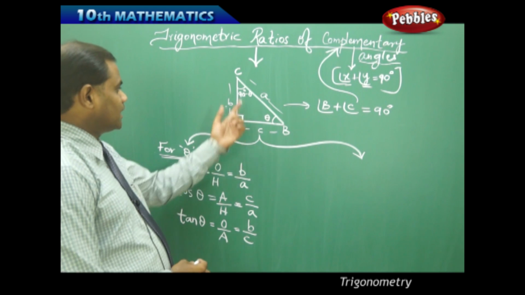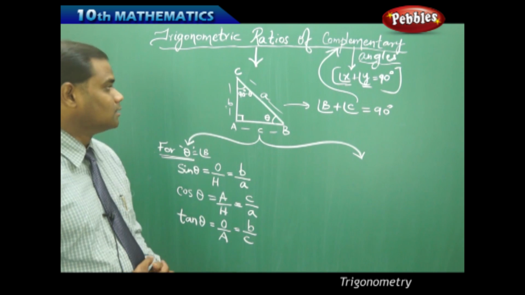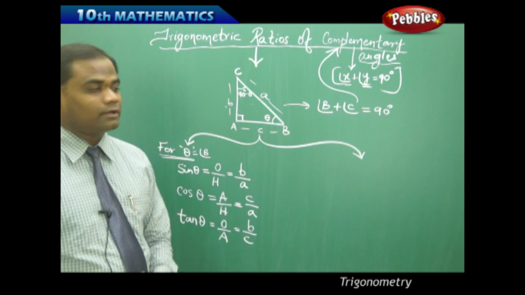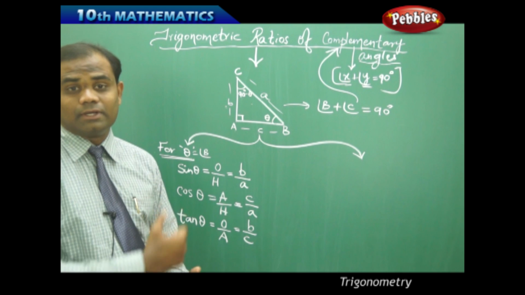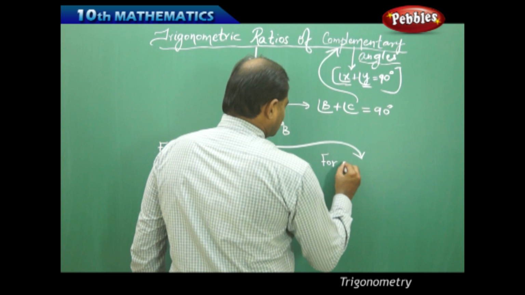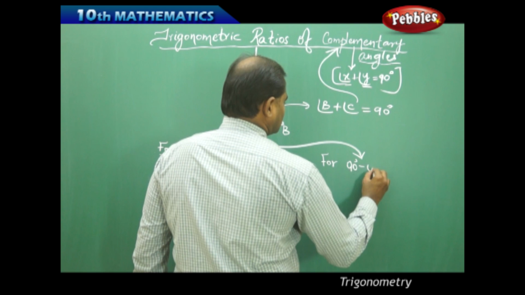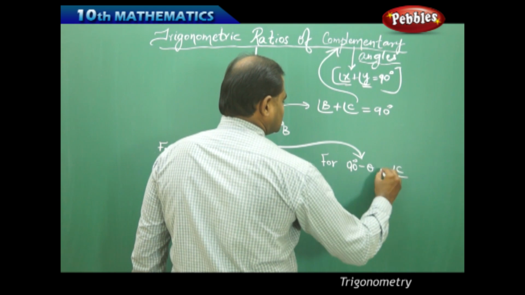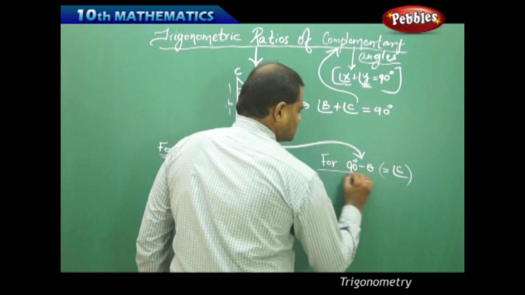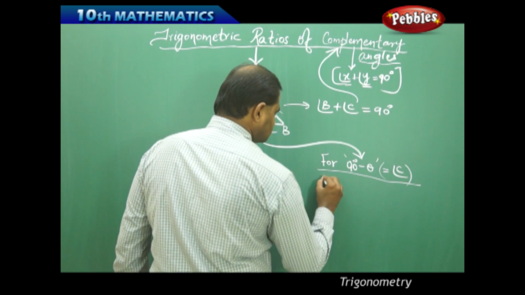Next, let me take the angle C, which is 90 minus theta, as obtained from the sum of all three angles of a triangle. Using this angle, let's see what the trigonometric ratios are for 90 minus theta. Here 90 minus theta equals angle C, and here this equals angle B. Let's see what the possible trigonometric ratios are.